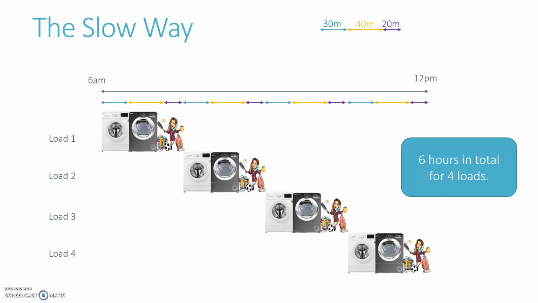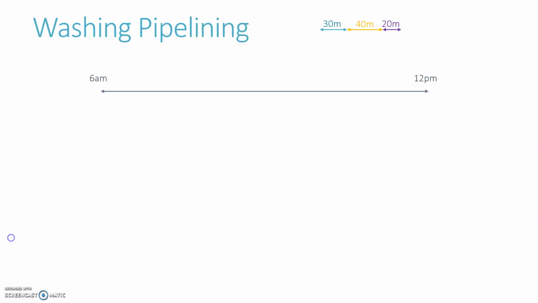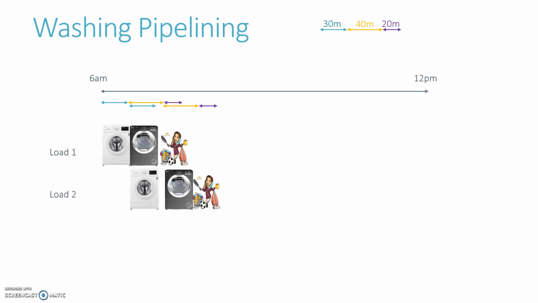But in real life, that's not how we would do it. What would happen is you would start off with your first load at 6 a.m. and then when you took that washing out of the washing machine to put it in your tumble dryer, you would also put your next load in the washing machine at that time. So you'd be able to start the next scenario.